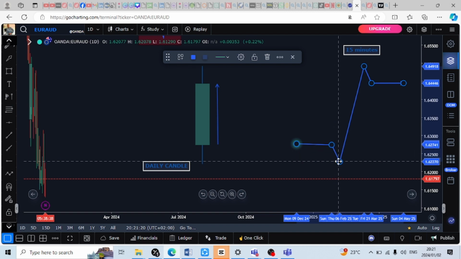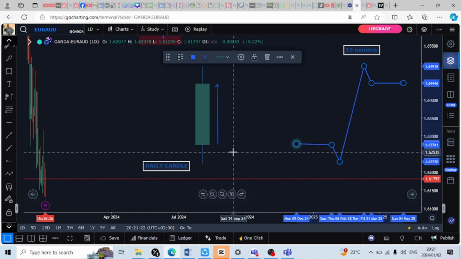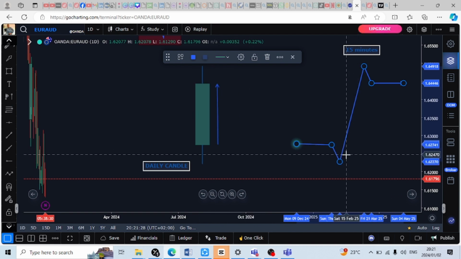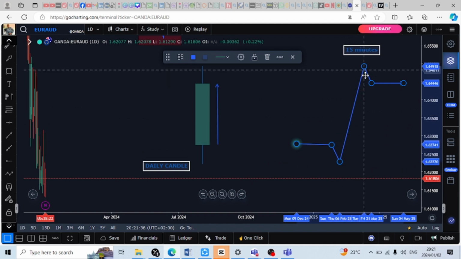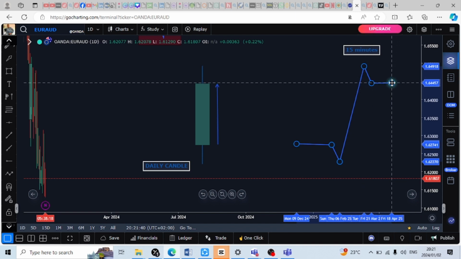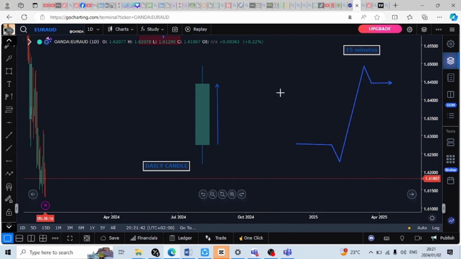And then we have the manipulation. This lower wick here, when the price was able to establish a low, is what we call the manipulation. The distribution then takes place after the manipulation, and we have the distribution here up until price reaches this level. So when you go to the 15-minute time frame, you'll be able to see this structure similarly.